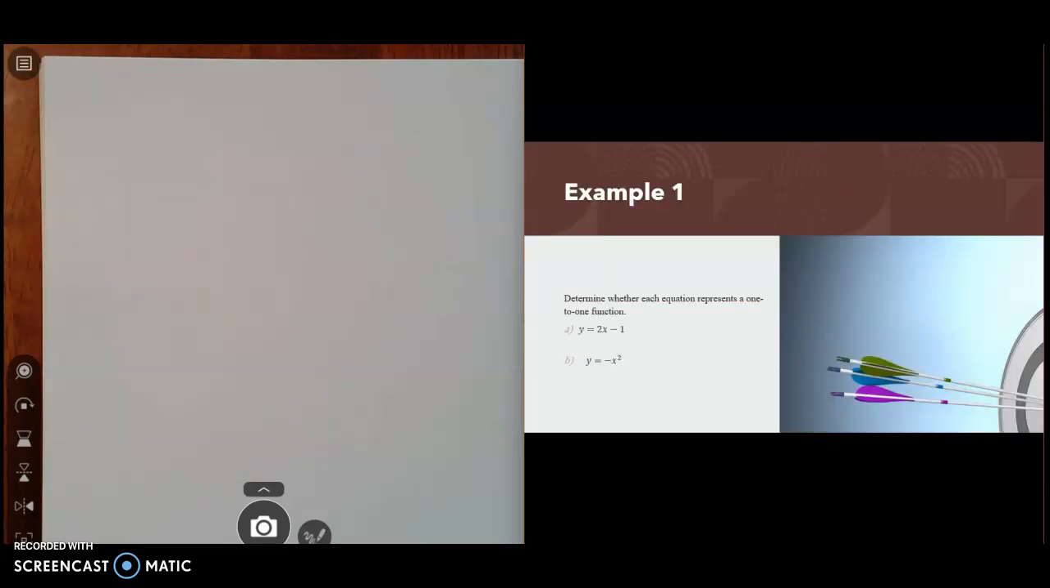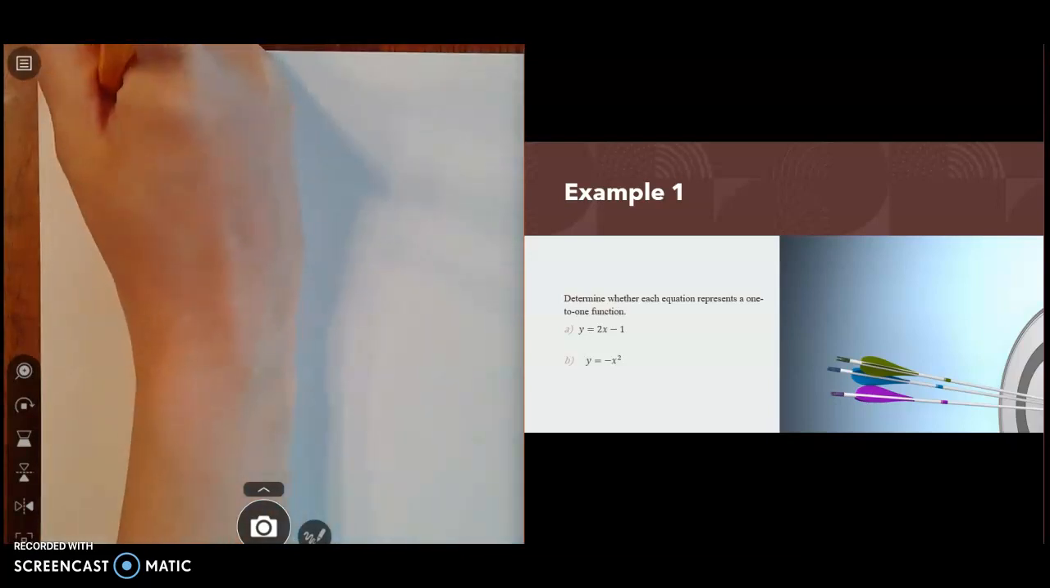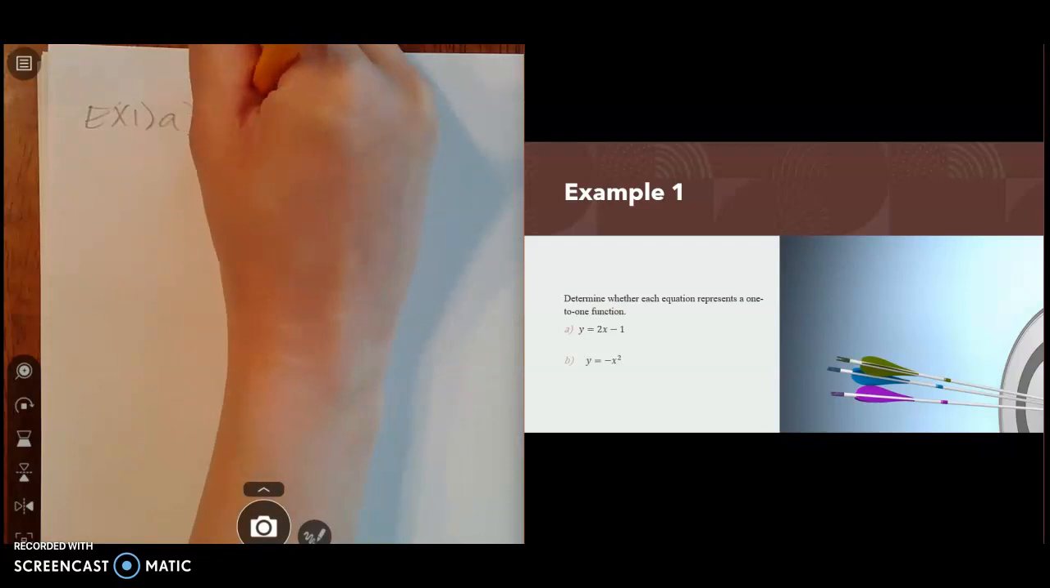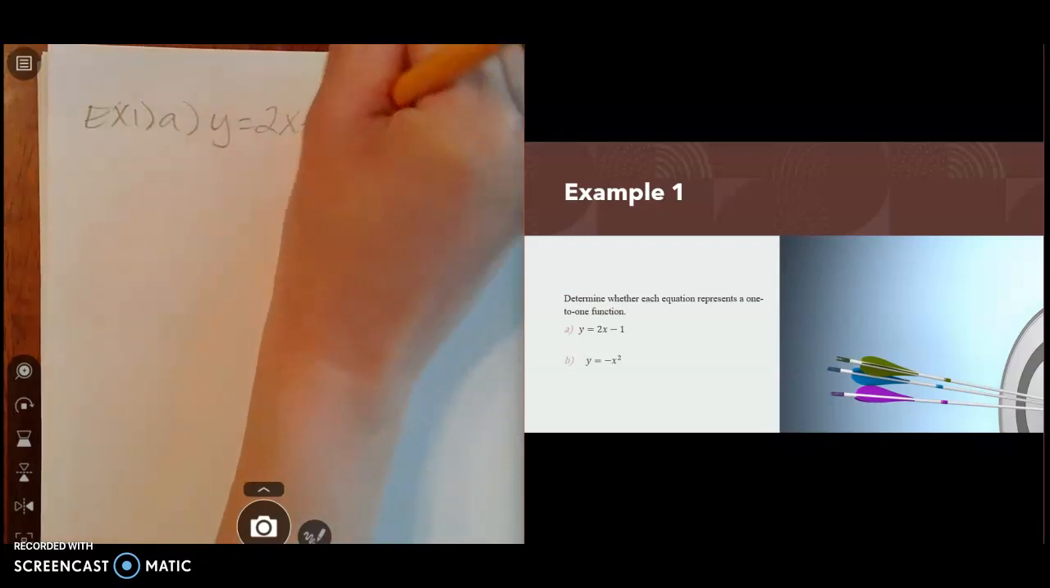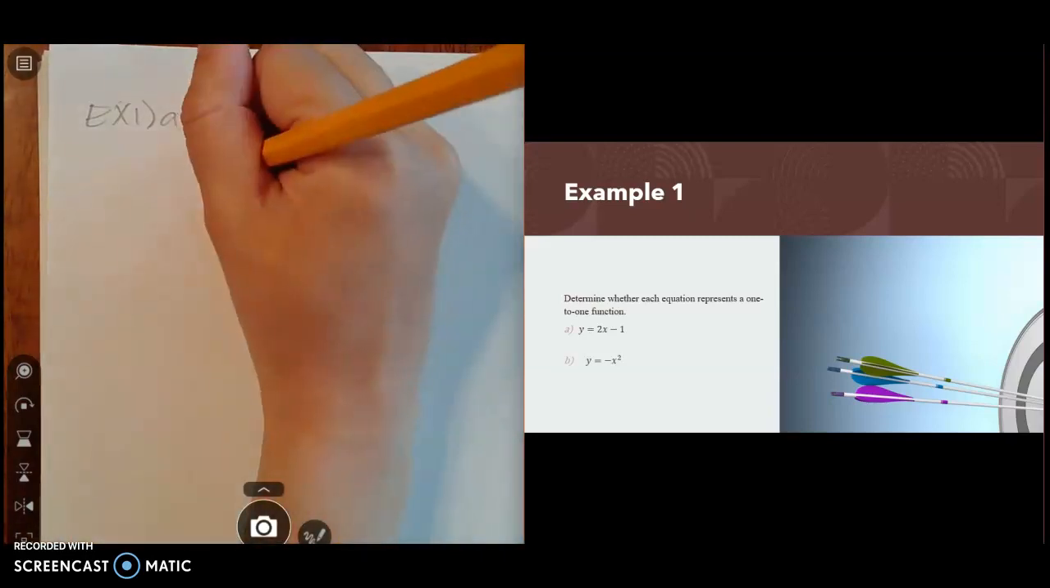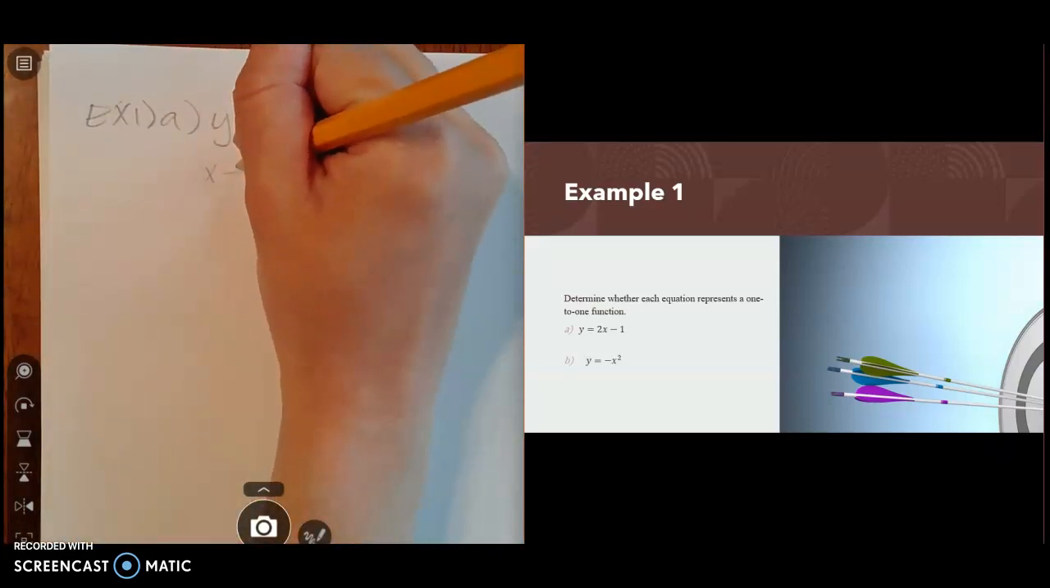Alright, so let's do an example. We're just going to determine whether each equation represents a one-to-one function. Okay, so this is example 1. The first one I have for us is y equals 2x minus 1. Alright, so let's talk about the x's to y's first. So for every x value, does it go to one y value?